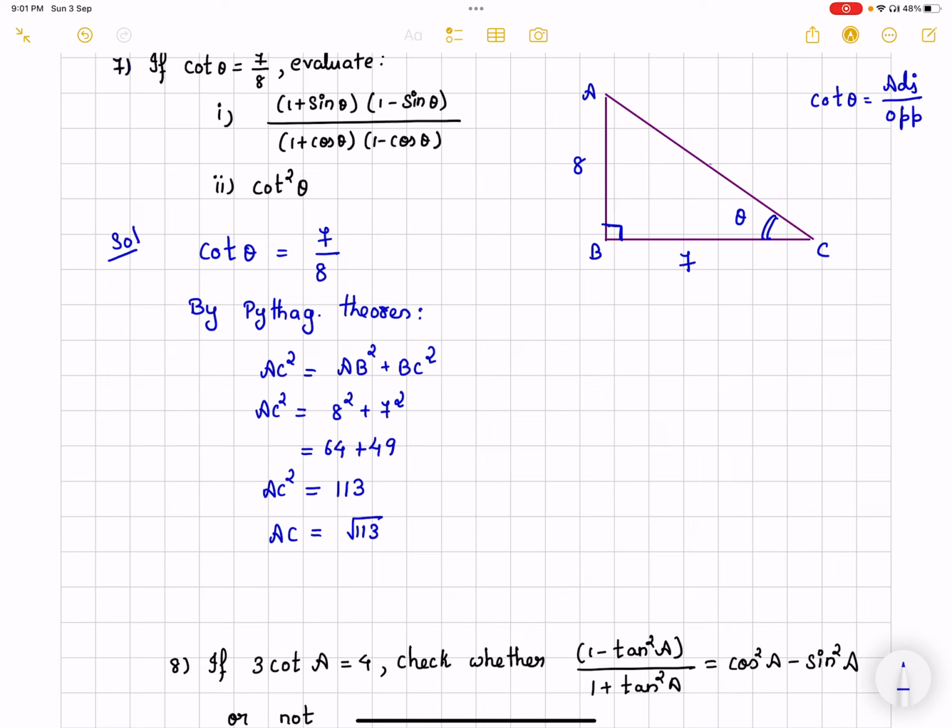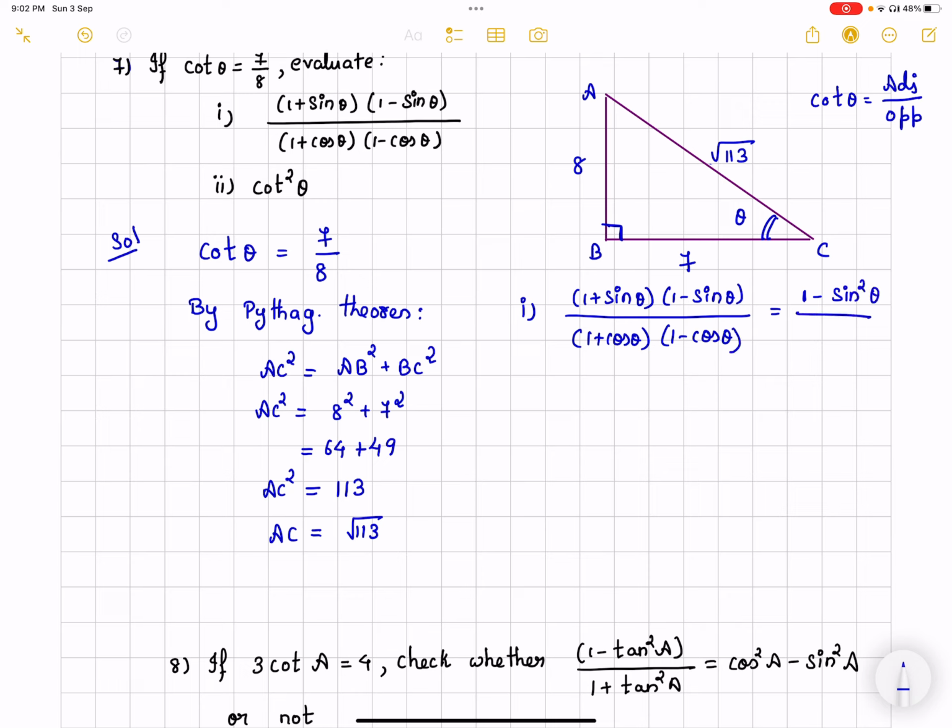And now here, first subdivision, I have root 113. Now first subdivision, what they have asked is 1 plus sine theta into 1 minus sine theta divided by 1 plus cos theta into 1 minus cos theta. Before substituting, just observe here a plus b into a minus b is going to be a square minus b square. That is 1 minus sine square theta.